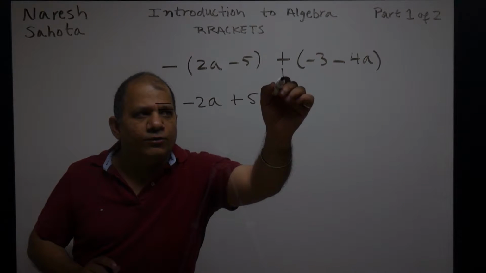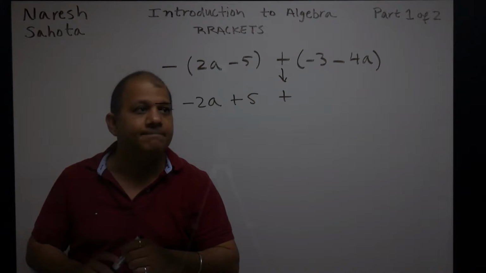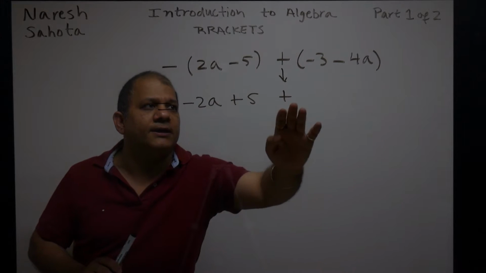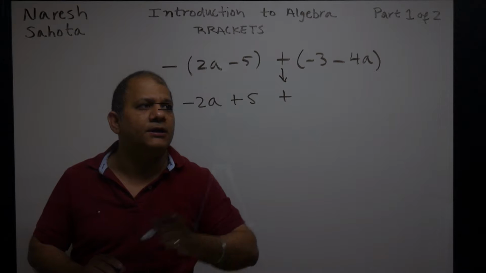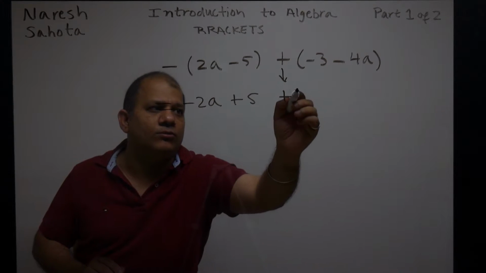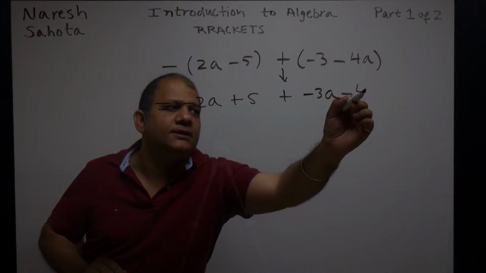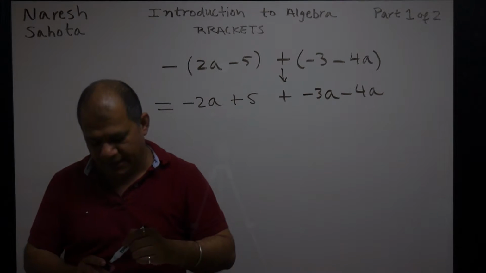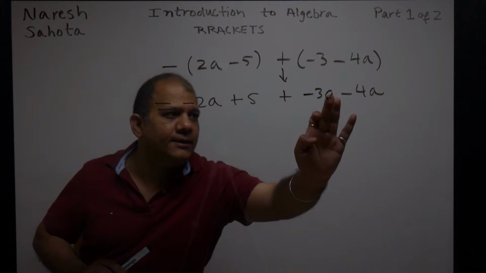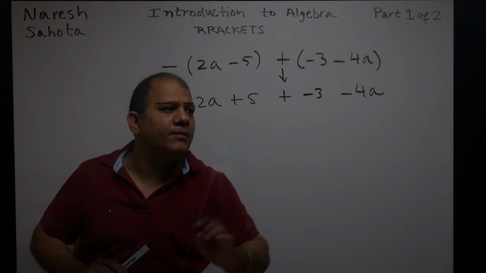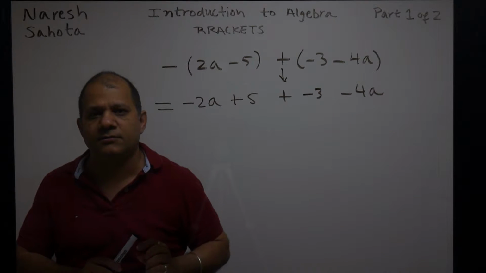Now, we're adding, so we're going to keep this addition sign here, okay? And now let's remove this bracket. We have a factor of 1 that we're multiplying, right? So 1 times that bracket, what comes out is whatever is already inside the bracket. So -3a and -4a. -3 and then -4a.